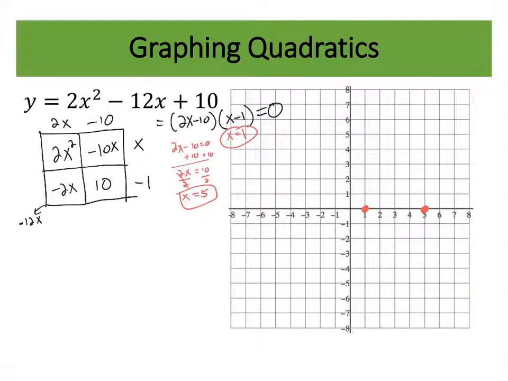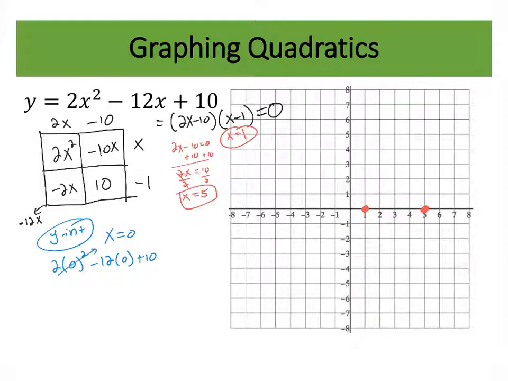Now I need to find the y-intercept. If you go back to the beginning of this video, to get the y-intercept, I just set x equal to 0. And I can do that in either of these equations. So I can do it in 2 times 0 squared minus 12 times 0 plus 10.